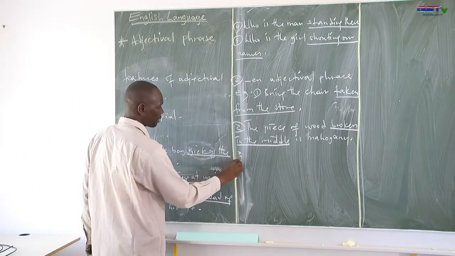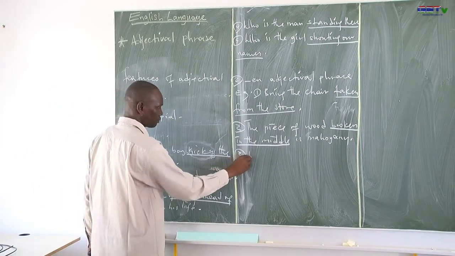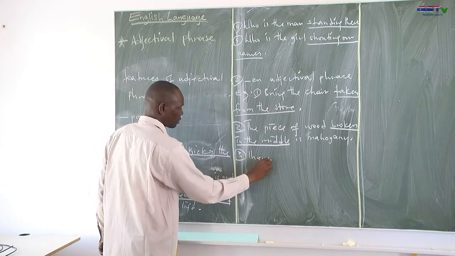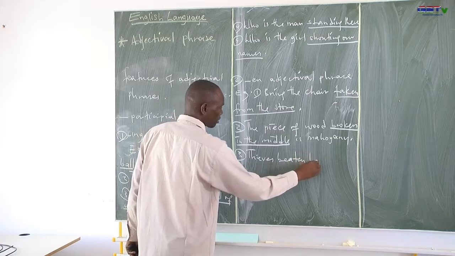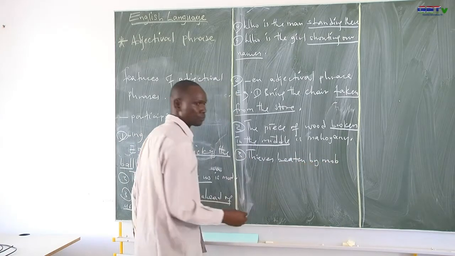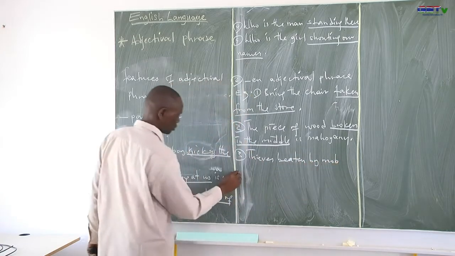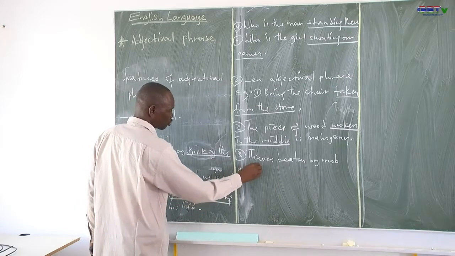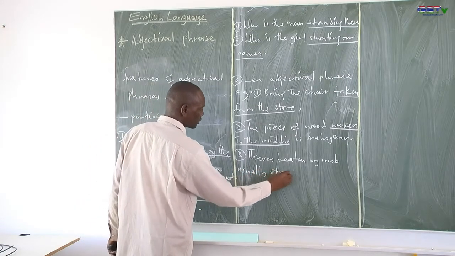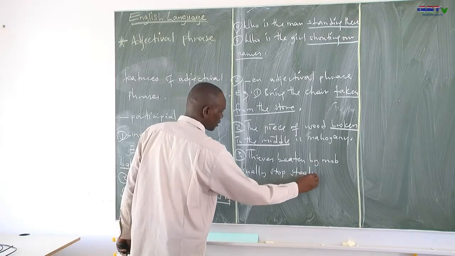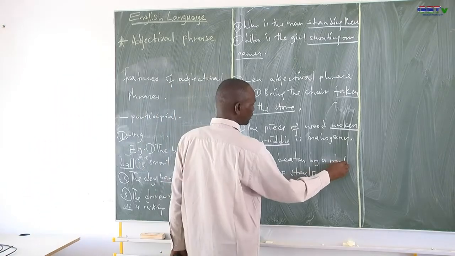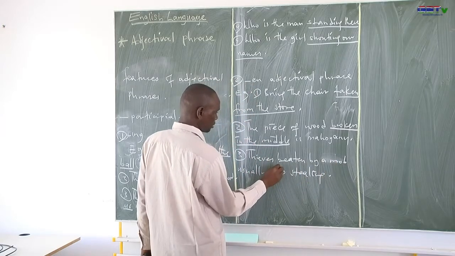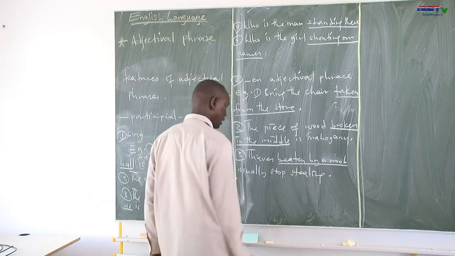Then another example is this. If you say, thieves beaten by mobs usually stop stealing. Good. Thieves beaten by a mob usually stop stealing. Beaten by a mob is underlined.